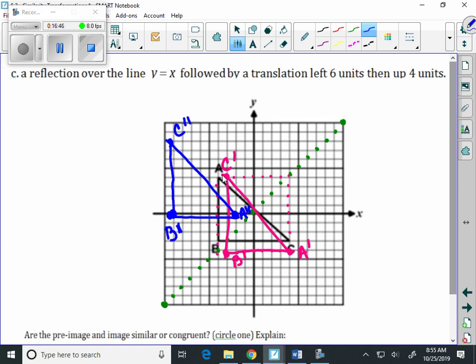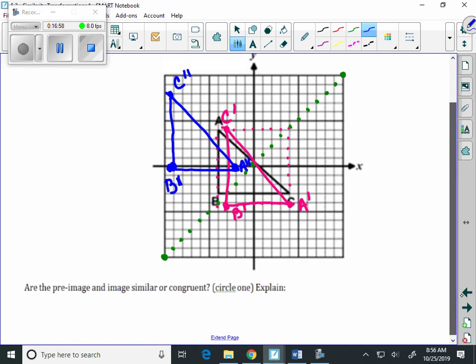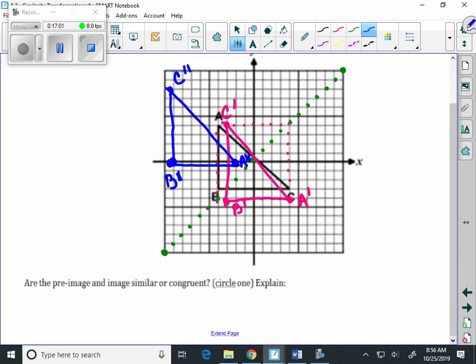On this one, again, maybe the bottom question is the most important. Are the image, the pre-image, and the image similar or congruent? Well, remember, dilations means that the size changes, and size starts with S and similar starts with S. But in this particular problem, we didn't have any size change. These figures are going to be congruent.